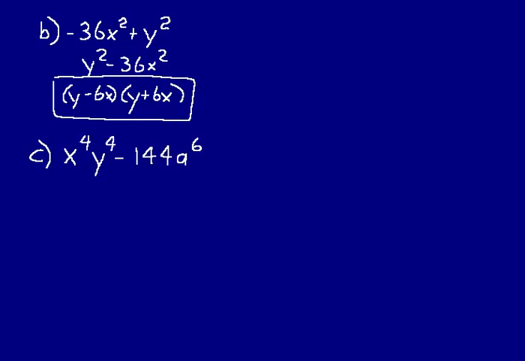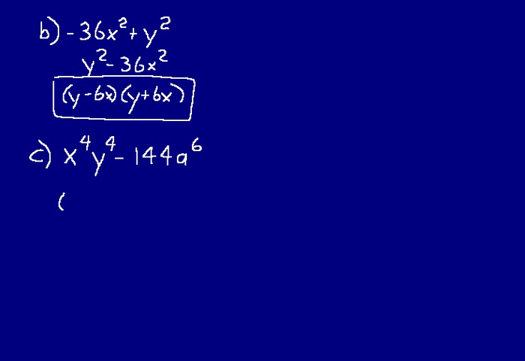Now, it may be a little more confusing to recognize the difference of two squares there. Well, just think about it for a second. x to the fourth, y to the fourth, wouldn't that be the same thing as x squared y squared times x squared y squared? Well, it would. And then 144a to the sixth is the same thing as 12a cubed times 12a cubed. And so we do have a difference of two squares here.